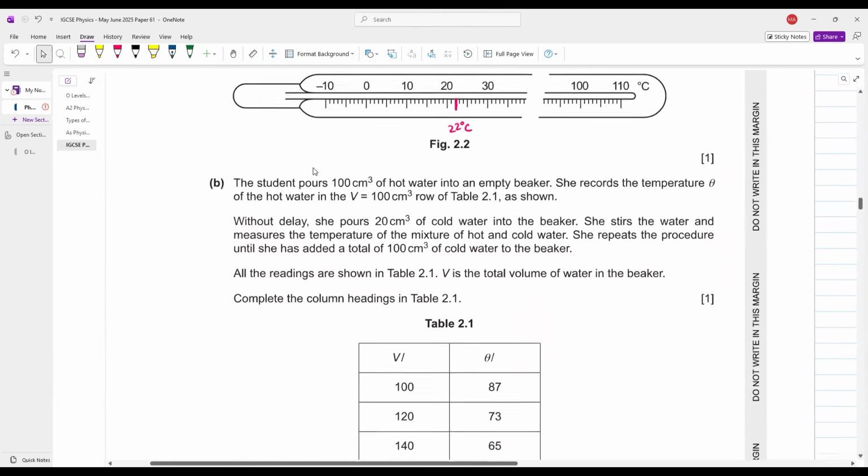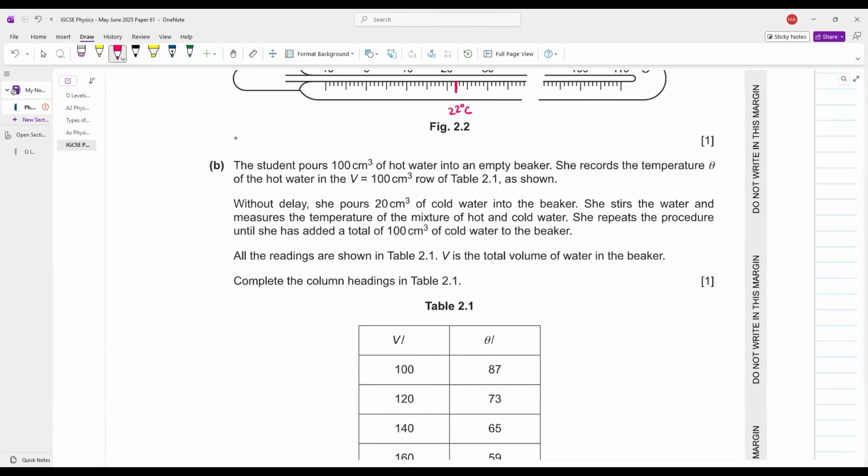Perfect. आगे बढ़ते हैं. The student pours 100 cm cube of hot water into an empty beaker. She records the temperature theta of the hot water in the 100 cm cube row of 2.1 as shown. अच्छा जी, ये 100 cm cube of hot water है, इसका temperature क्या है? 87 degree centigrade. So the column headings are missing. Let's input that. The volume is in cm cube, the temperature is in degree centigrade. Okay, you had to complete the column headings, तो इसका एक मार्क आपको already मिल गया.